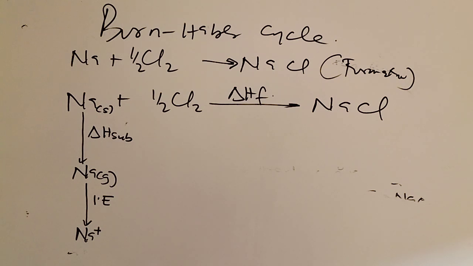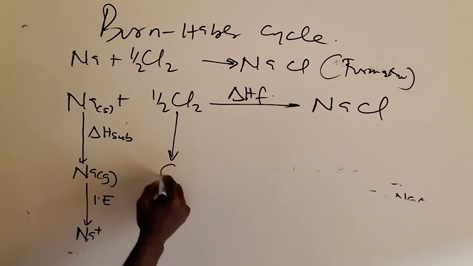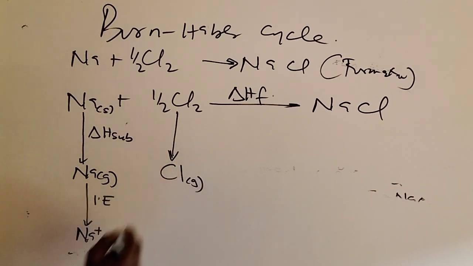We'll now go to the non-metal, the chlorine molecule. The first process we talked about was step number 3, which we call the dissociation energy, or the bond dissociation energy, whereby half a molecule of chlorine is converted to a chlorine atom in the gaseous state.